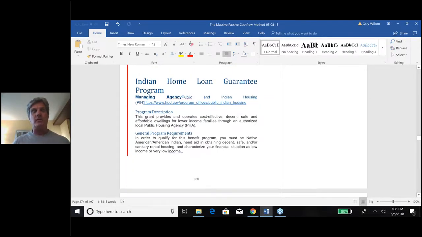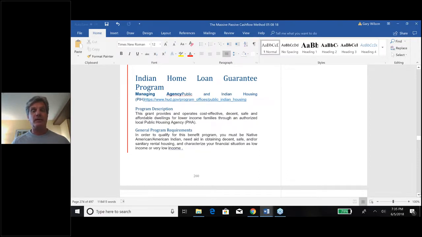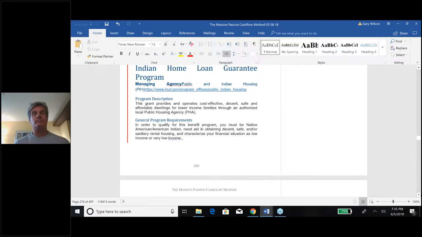Another one for Native Americans, basically the Indian Home Loan Guarantee Program. It's through HUD directly. Basically, what this does is provide safe, affordable housing, safe, clean, reliable, and up to code, for low-income families through an authorized public housing agency. Every big city has one, and you can be part of this if you want. In this case, you must be Native American. You must be in need of aid. You have to meet certain low-income requirements, things like that.